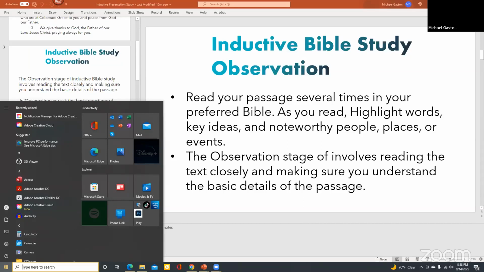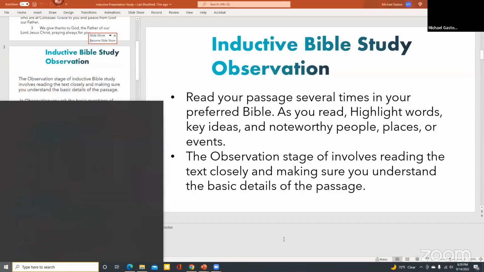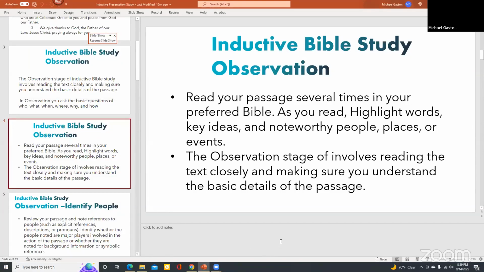Because with an inductive study, you're not just reading it; you're studying it. You're studying to get more information. So you're going to do some research. You're going to do some sleuthing, basically. You're going to be more like a detective. So you're going to be asking questions and researching like Paul.